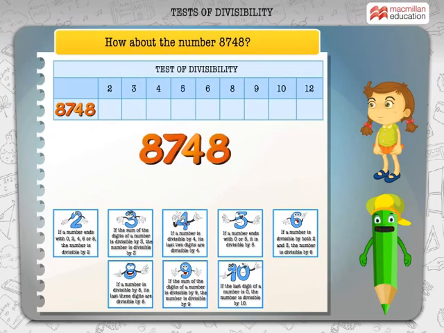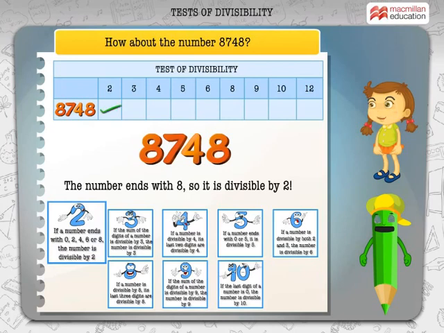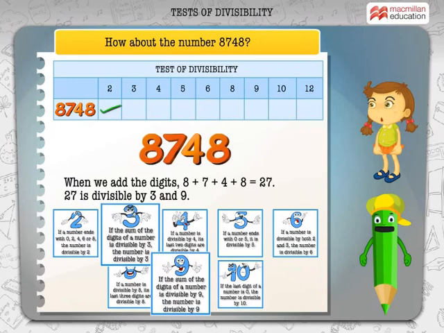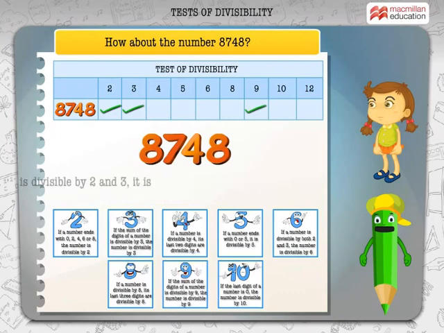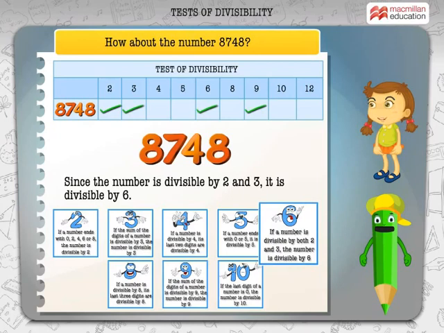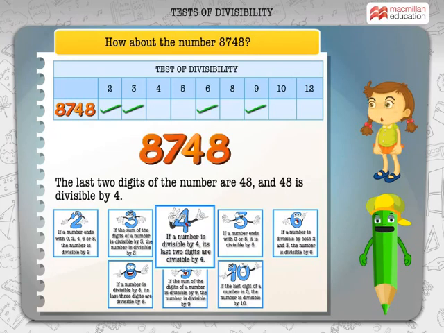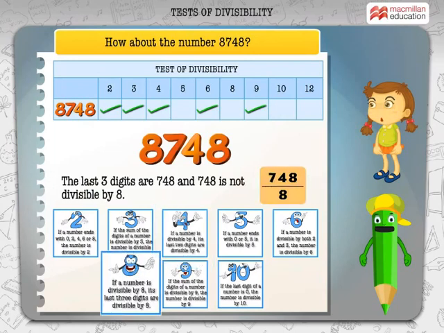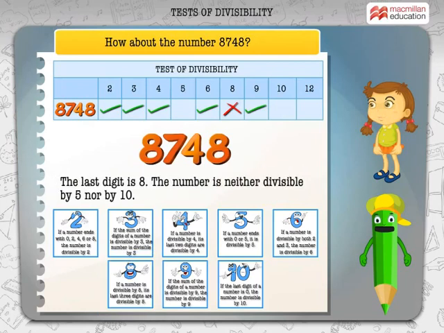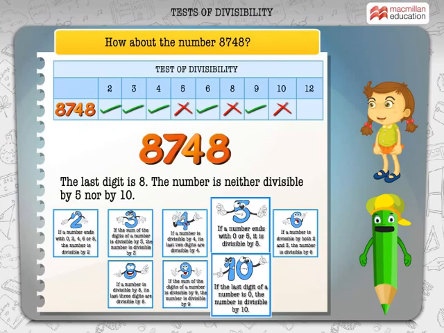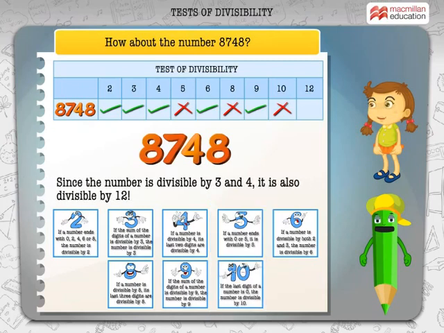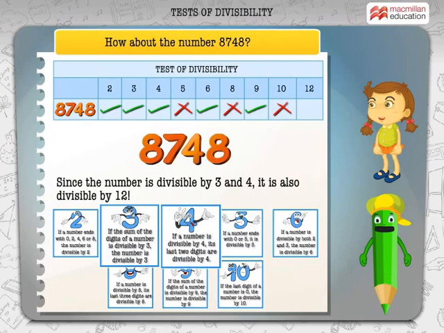8748? This seems easy. The number ends with 8, so it is divisible by 2. When we add the digits, 8 plus 7 plus 4 plus 8 is equal to 27. 27 is divisible by 3 and 9. Since the number is divisible by 2 and 3, it is divisible by 6. The last two digits of the number are 4, 8 and 48 is divisible by 4. 8748 is divisible by 4. The last three digits are 748 and 748 is not divisible by 8. The last digit is 8. The number is neither divisible by 5 nor by 10. And finally, since the number is divisible by 3 and 4, it is also divisible by 12.